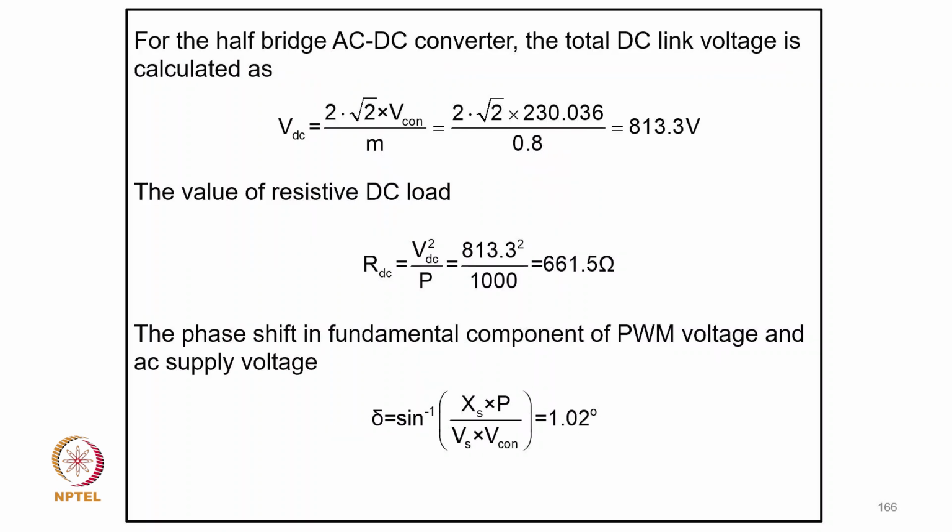And now the DC link voltage VDC equals 2 into root 2 V converter upon M, so it comes to 813.3 volt, and the equivalent load resistance RDC is VDC square by P, putting values it comes to 661.5. So the phase shift between the fundamental component of the PWM voltage and supply, delta, equals sin inverse of XS IS1 upon Vs into V converter, it comes to 1.01 degree.